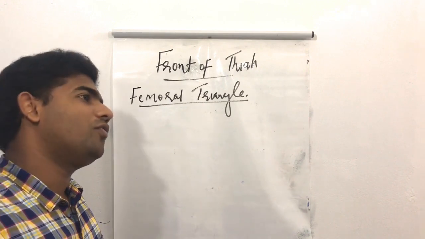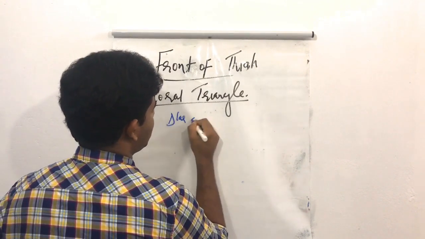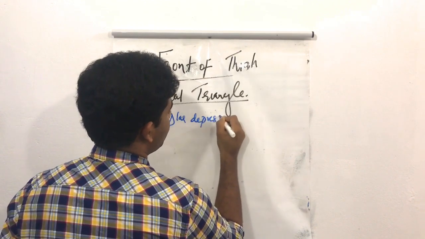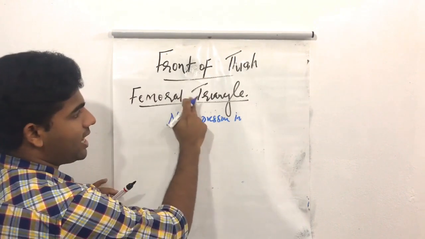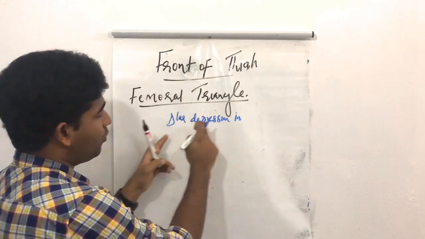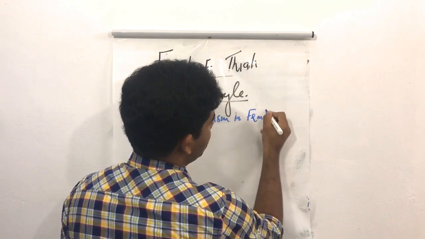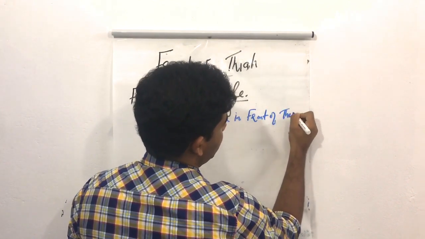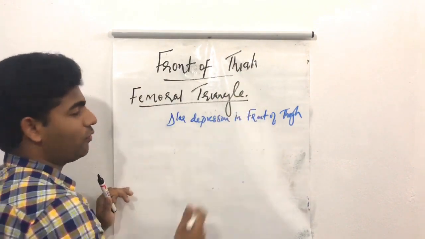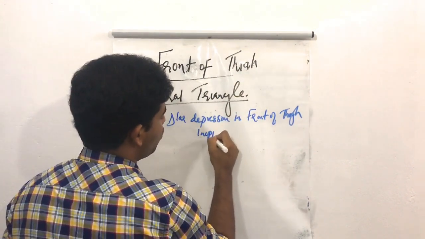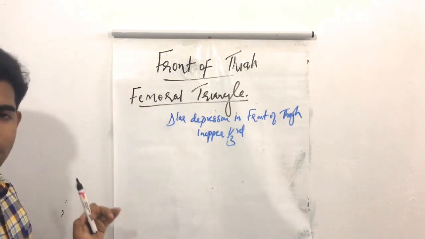So you can call the femoral triangle a triangular depression in the front of the thigh. I always say you have to be specific. Where in the front of the thigh? In the upper 1/3. So that is the definition.